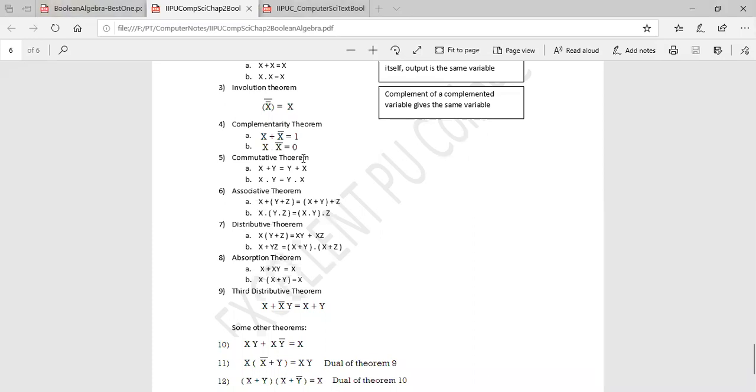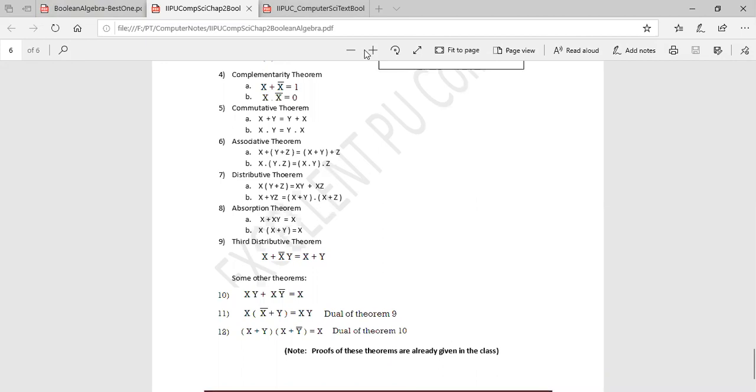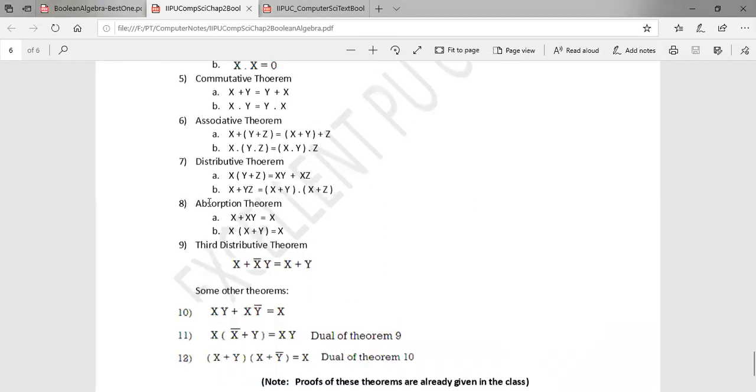Seventh one is the distributive theorem. Can you see this? I hope you see this. The distributive theorem says that x into y plus z is equal to xy plus xz. Second one, x plus yz is equal to x plus y whole into x plus z. I hope you have studied similar types of expressions in algebra in 10th. Do you remember that? Even associative you must have studied. Distributive also you must have studied.